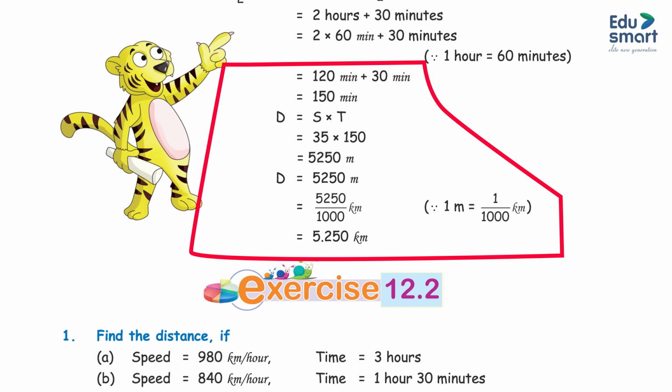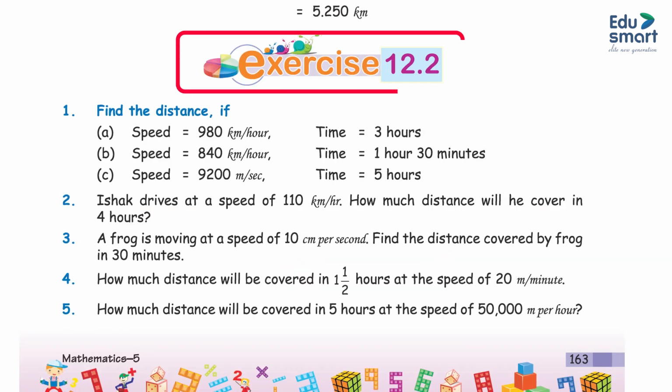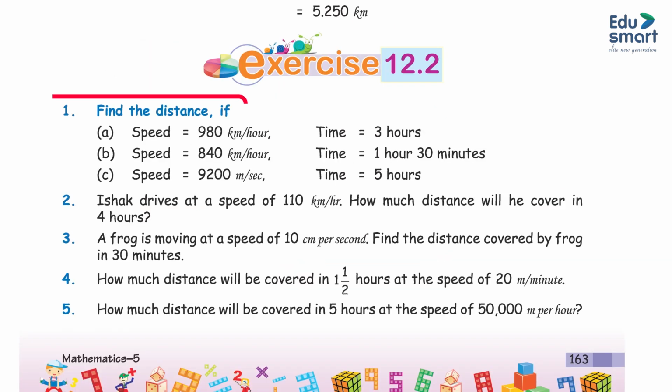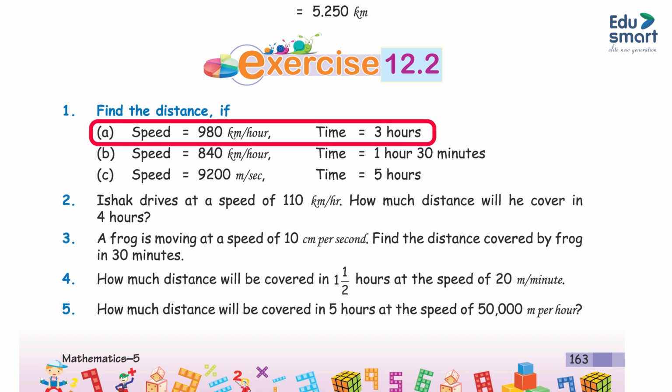D = S × T = 35 × 150 = 5,250 meters. D = 5,250 meters. 5,250 upon 1000 kilometers, because 1 meter is equal to 1 upon 1000 kilometer, is 5.250 kilometers. Exercise 12.2. Question 1. Find the distance if A. Speed 980 km per hour, time 3 hours.